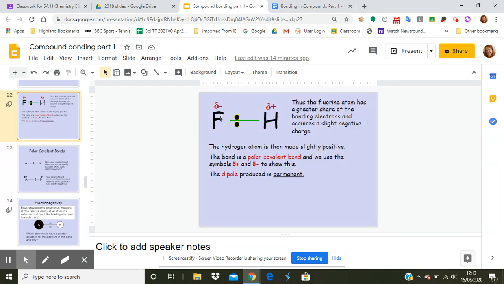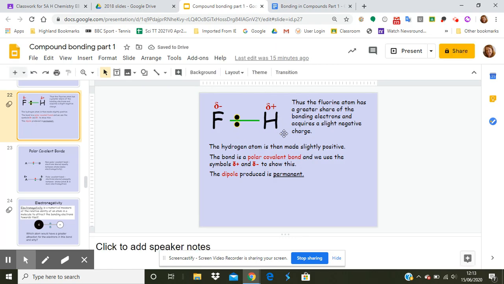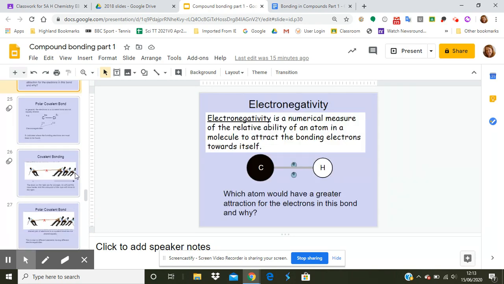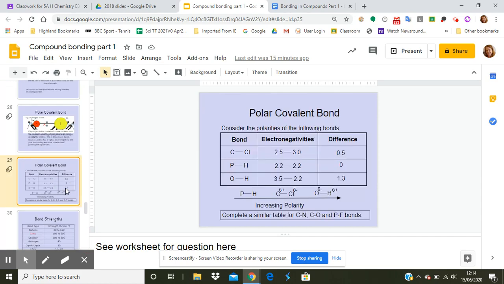That's all explained here, looking at the electrons. There's a stronger pull for the fluorine, so the fluorine becomes negative because it's got a stronger share of those electrons as opposed to the hydrogen. Electronegativity we looked at last time, so you can revise that. All we're looking at now is the difference in electronegativity. You can look up the electronegativities in your data booklet, page 11.